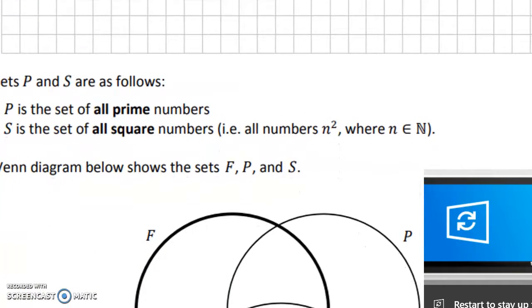The sets P and S are as follows. P is a set of all prime numbers. Now remember, prime numbers are numbers that only have themselves and 1 as factors. Like say 1 by 2 is 2, 1 by 5 is 5, 1 by 11 is 11. Like 12 wouldn't be a prime number, for example, because it's got other factors. So if it only has itself and 1 as a factor, that's a prime number. S is a set of all square numbers. So 1 squared, 2 squared, 3 squared, that kind of thing.